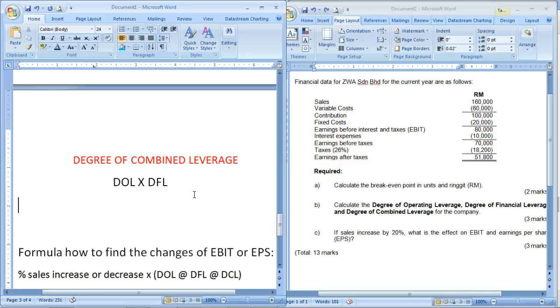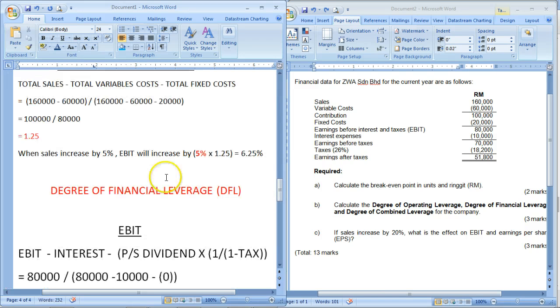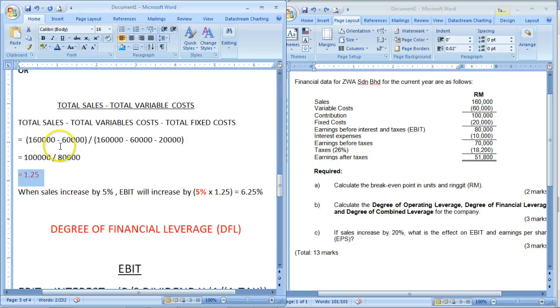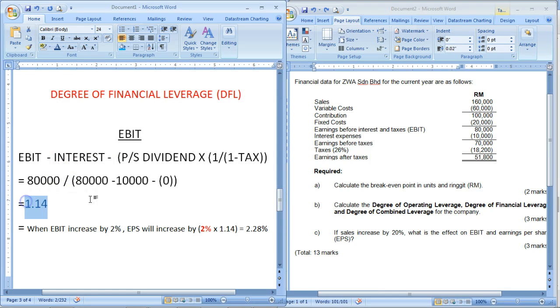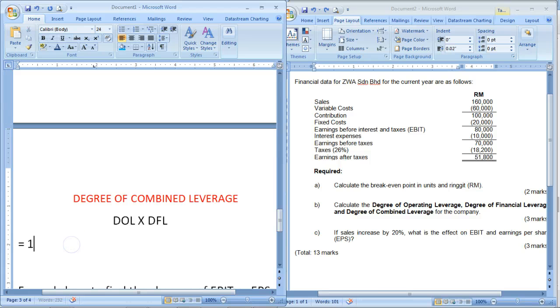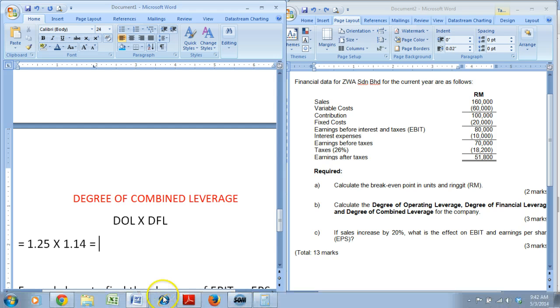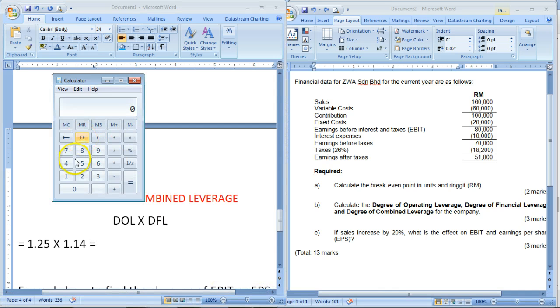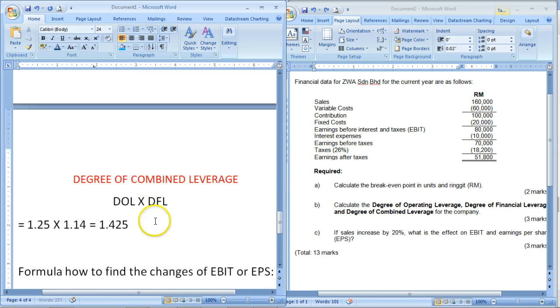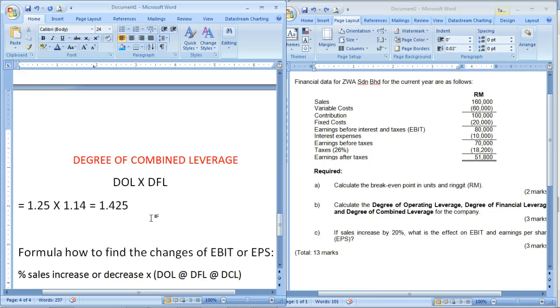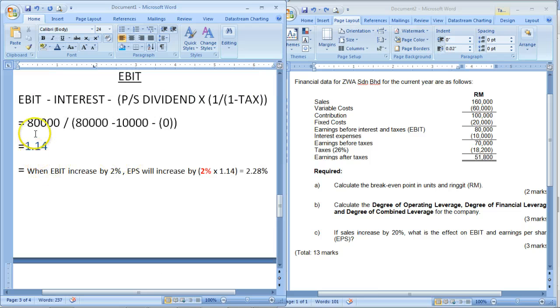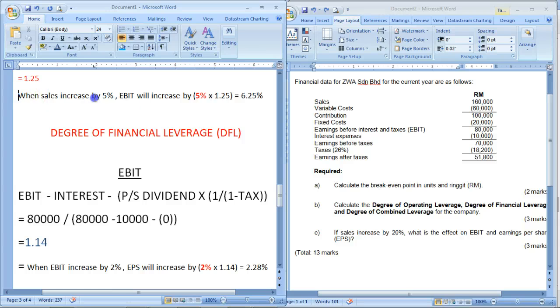Alright, class, remember I told you that the answer from your DOL just now is 1.25, and your DFL is 1.14. You only times 1.25 times 1.14 equals, so you can use your calculator. 1.25 times 1.14, you get 1.425. So this is your DCL. Correct? You need to explain. So how is the explanation, class?